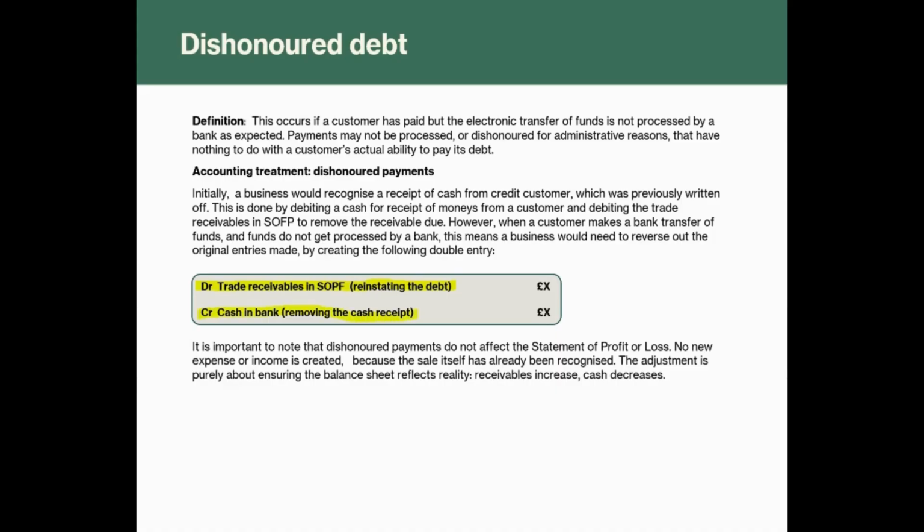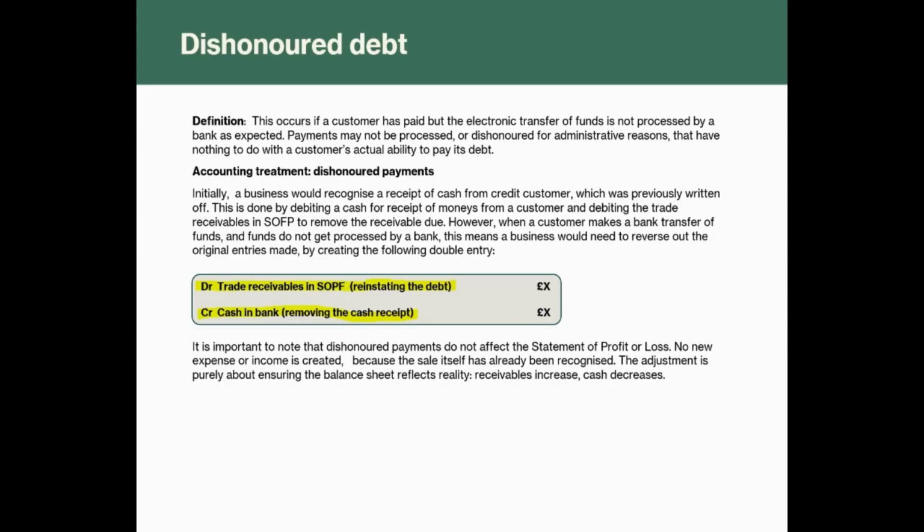By doing this, the financial statements now reflect the reality of the situation. The business has not received the cash, and the customer still owes the money. Dishonored payments do not affect the statement of profit or loss because no new income or expense is created. The entire adjustment sits within the statement of financial position. Receivables increase and cash decreases.